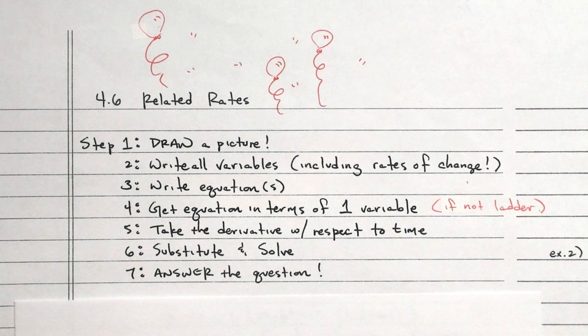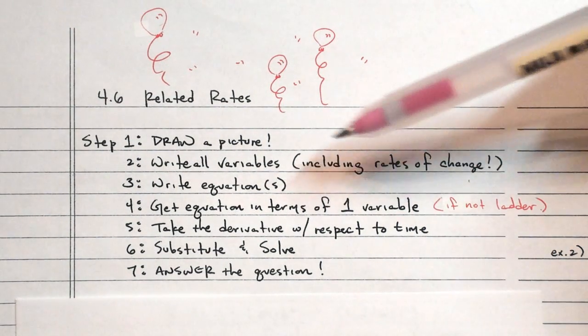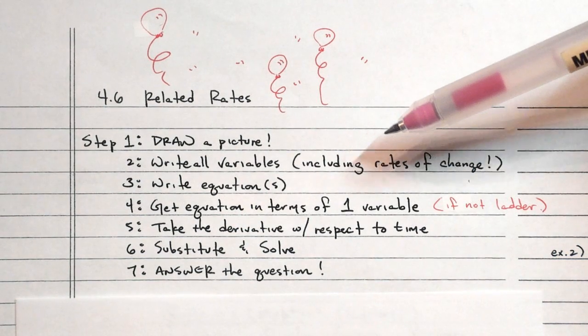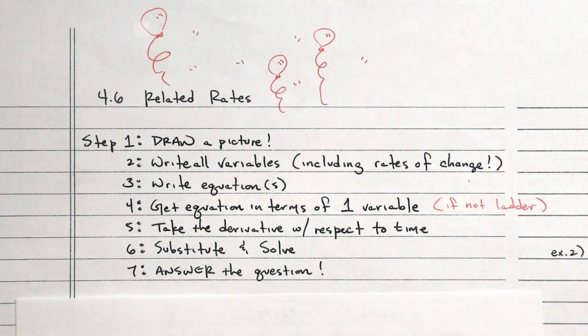Okay, so 4.6, related rates. Related rates are really similar to optimization problems. The big difference is that you're not technically optimizing. You're not taking the max or the min. And then let me show you a couple problems, okay?